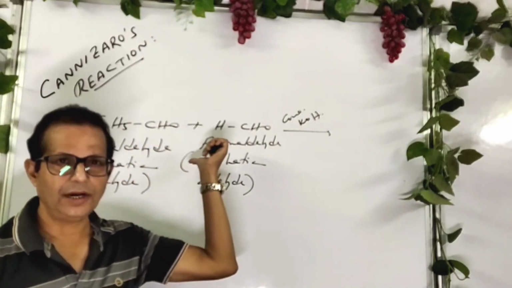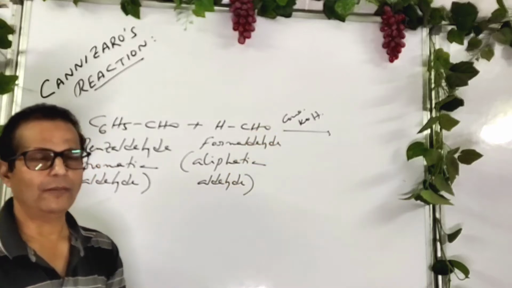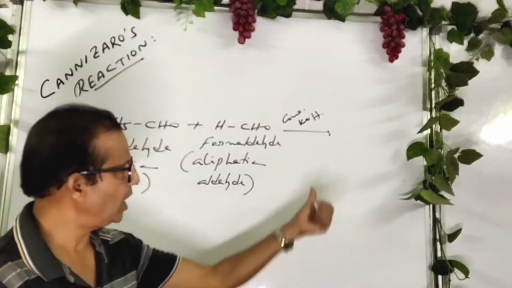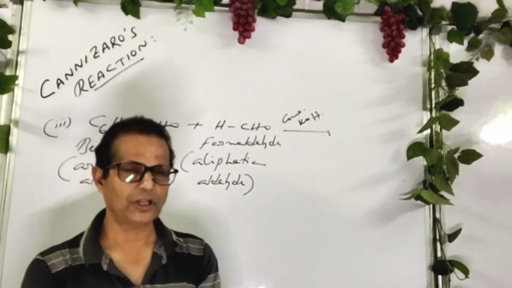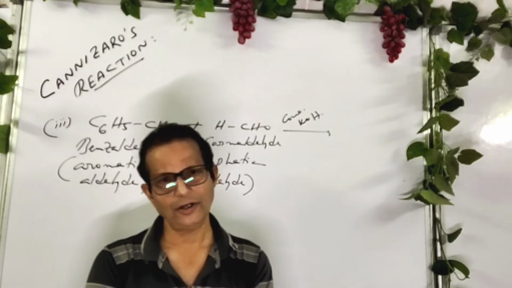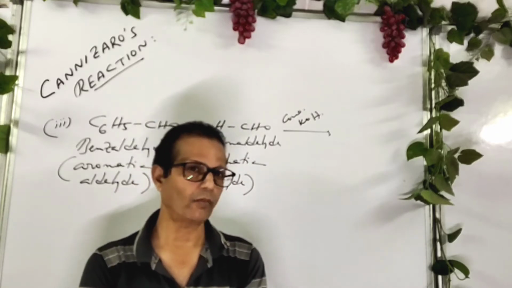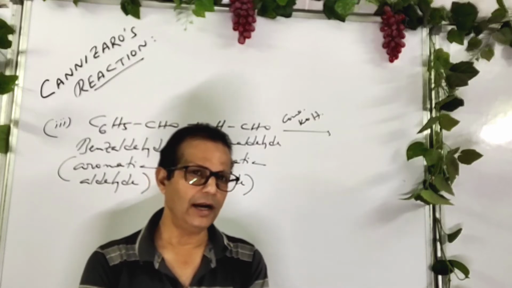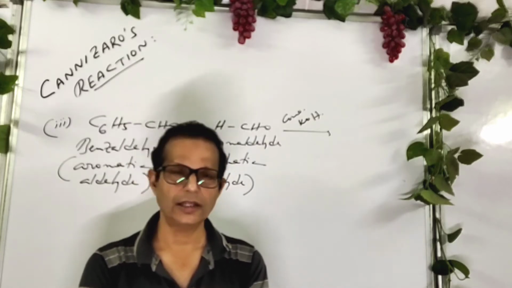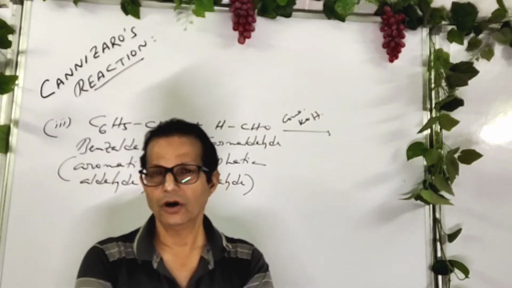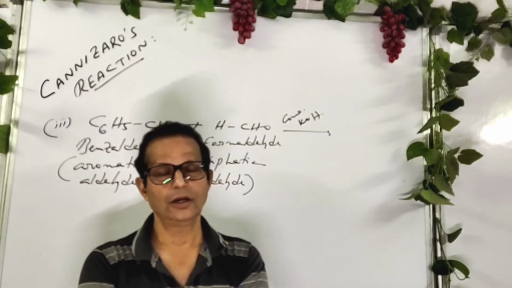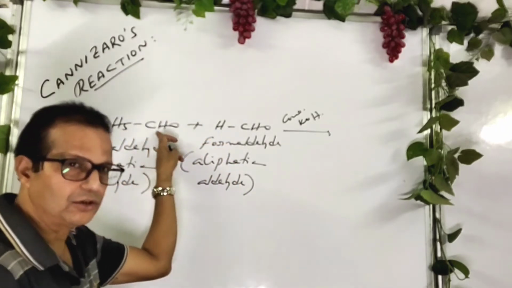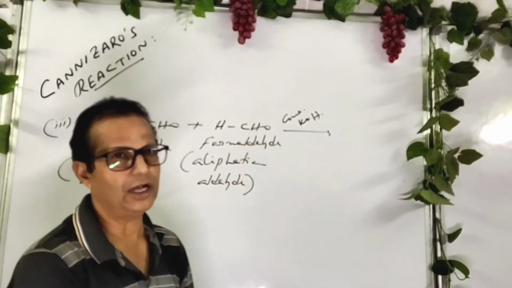One molecule of benzaldehyde and one molecule of formaldehyde, neither having an alpha hydrogen atom, react in the presence of concentrated potassium hydroxide. You can use sodium hydroxide too. You know that during the Cannizzaro reaction, one aldehyde group undergoes reduction and the other undergoes oxidation. Now tell me, what are the products?